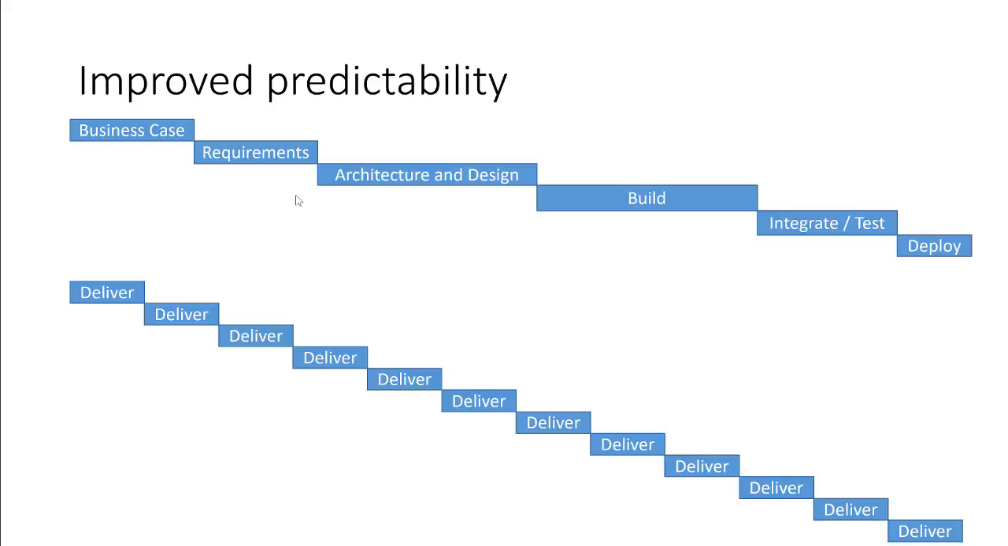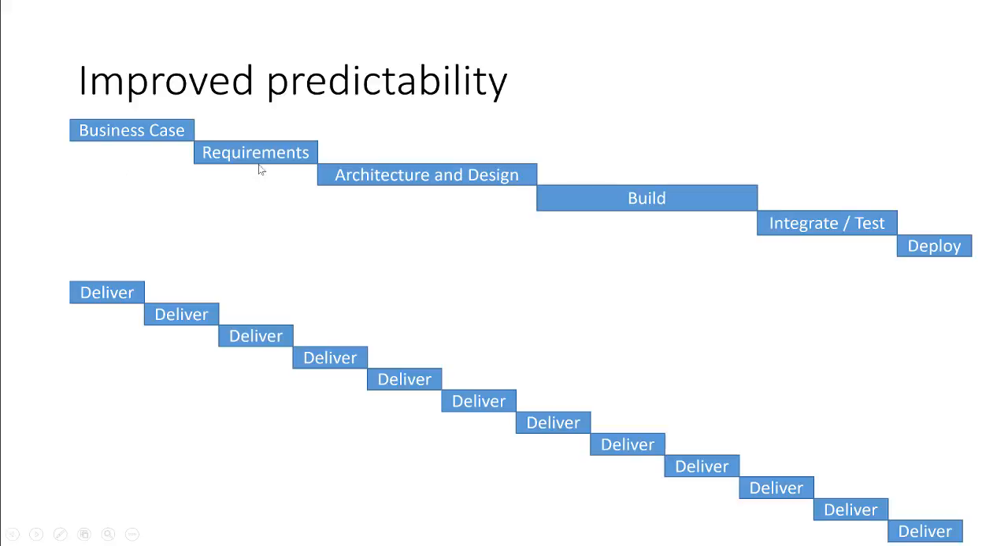In addition, there is improved predictability with an agile project. Now people go, what? No way. Agile is so unpredictable. You don't know when you're going to get anything. Well, no, that's not true. Actually, you are a lot more predictable. You understand a lot better where you stand.